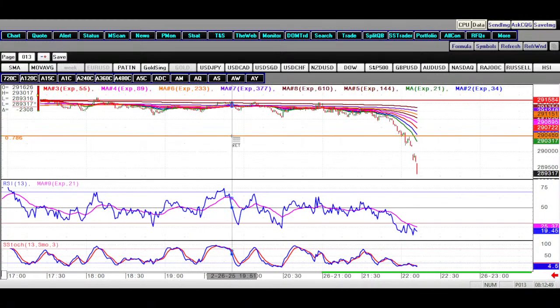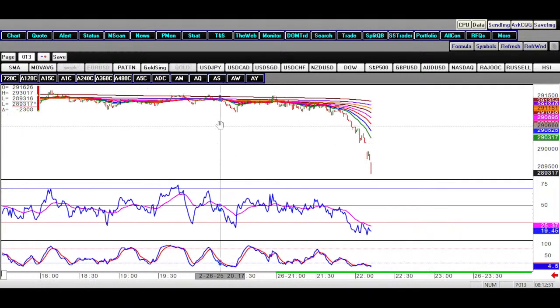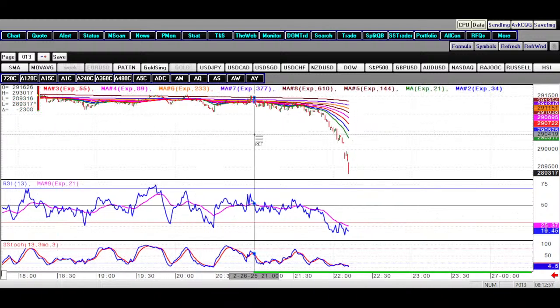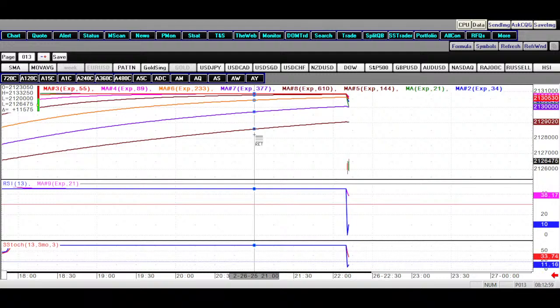Gold, I think we are already out. We'll wait for the next entry point. Let's look at Nasdaq.